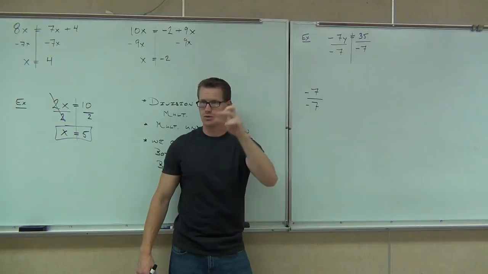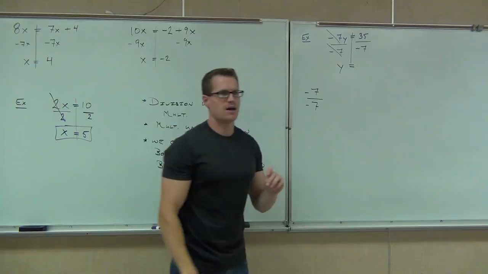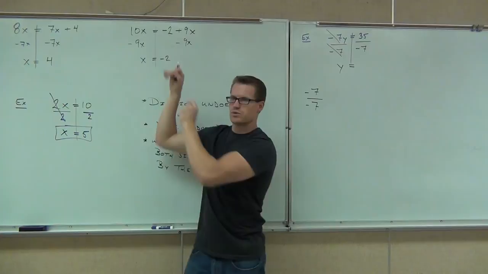Good, okay. So in our case, yes, this negative 7 and this negative 7, they're exactly the same. They create a positive 1 for us. We get y on the right-hand side. 35 divided by negative 7, what do we get, ladies and gentlemen? Good, you're using the multiplication rules, aren't you? Because we're multiplying and dividing. That's awesome. So we need to know when we're adding and subtracting, use addition rules. When we're multiplying and dividing, we use multiplication rules.